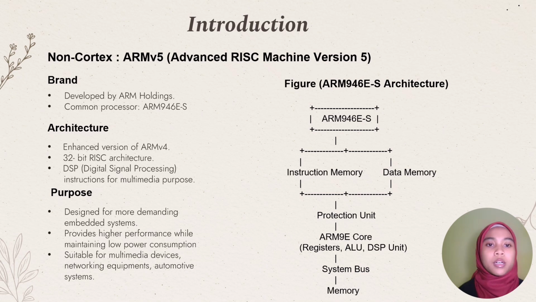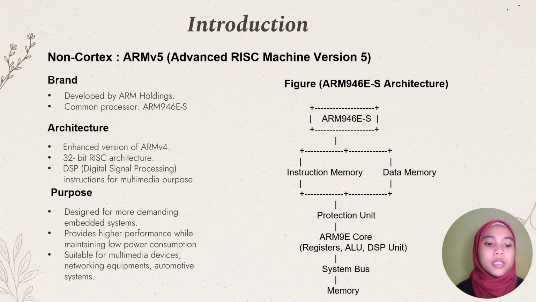Non-Cortex ARMv5. It is also being developed by ARM Holdings. The common processor that I choose is ARM946E-S. In architecture, it is also an enhanced version of ARMv4. It also has DSP, which stands for Digital Signal Processing instructions for multimedia purposes. The new version of the architecture has video, audio.